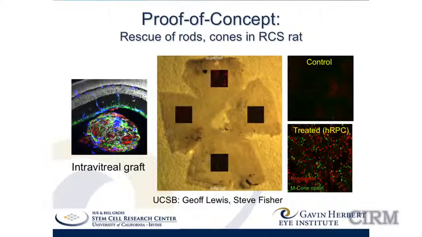Here's where it gets a little technical, and I'll try to keep it simple. But look first at the image on the left. What you see is basically what our treatment looks like if you had a view inside the eye. So what we do is we grow the cells in the lab, we harvest them, and then they get injected into the jelly in the back of the eye. So that's a very simple procedure.